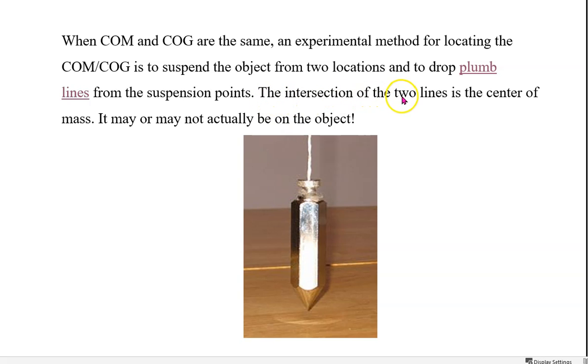When you do this twice, the intersection of the 2 lines is the center of mass, and this may or may not be on the object. If you have a crescent-shaped moon, the center of mass is not on the object, so it'll be impossible to draw the straight line all the way across the object, since part of the line is going to go off the object.